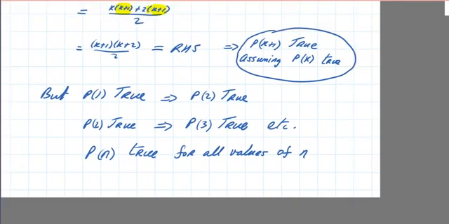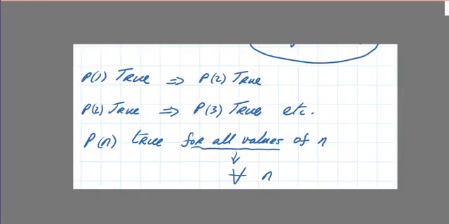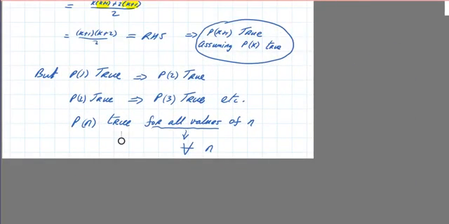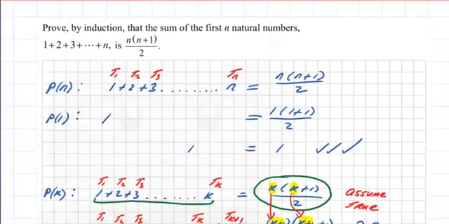And there's a nice way of saying this actually, you can use this symbol here, for all values of n. And that's it, that's the proof done. We have now proved that the statement is true, and that's our exam question completed.